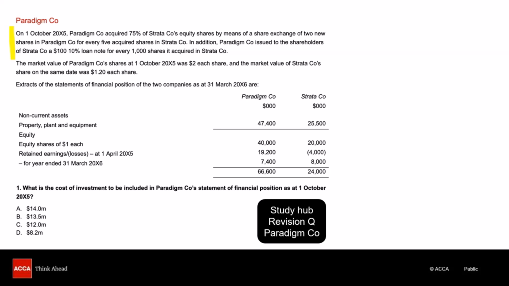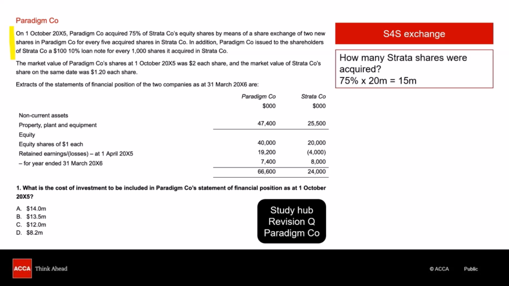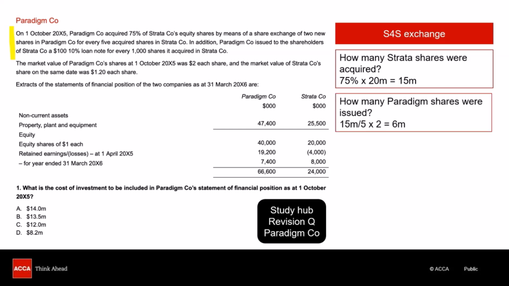Remember what we discussed? The parent company's number of shares issued multiplied by the parent company's per share price is going to constitute our cost of investment. So if we see this, there is a share for share exchange. Let's see how many Strata shares were acquired. There were 20 million total shares. We can see it from the financial statements that are available. The extract, the percentage holding was 75%. This gives us the number of shares to be 15 million.